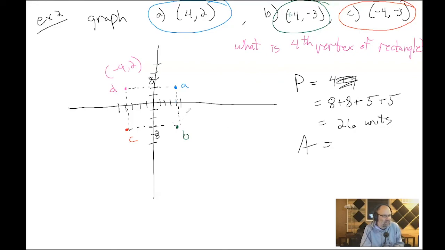Area is pretty easy. How do you find the area? You multiply the two sides. Yeah, 8 times 5, which is 40. And instead of units, we say square units. Or you could say units and then put a cute little 2 there, units squared. That's fine too.